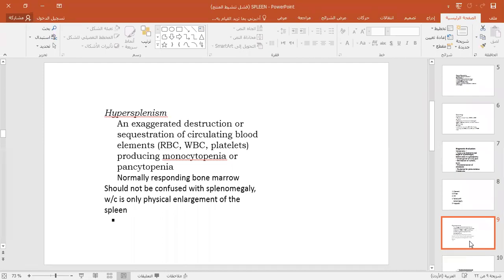Normally responding bone marrow with hyperfunctioning bone marrow should not be confused with splenomegaly, which is only physical enlargement of the spleen. Okay?